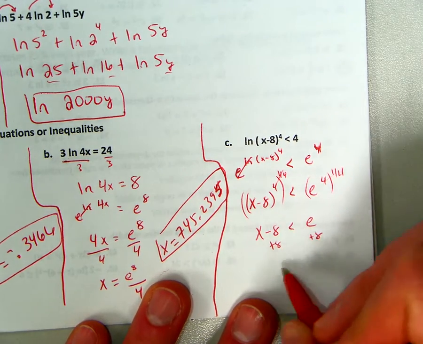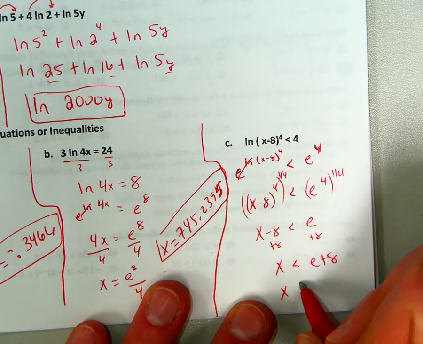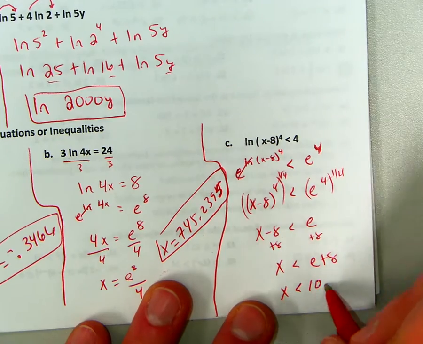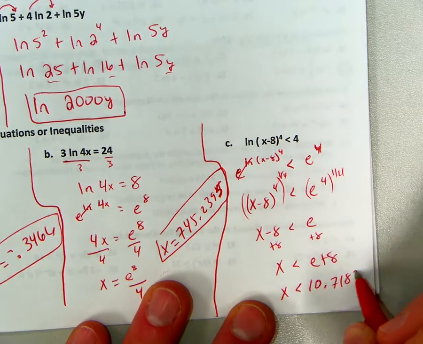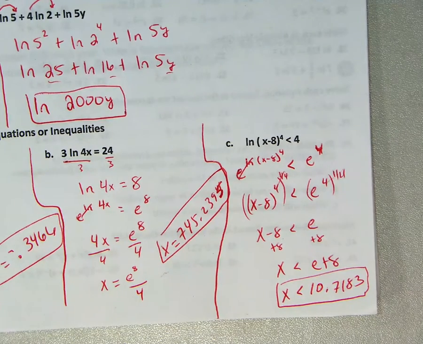Add 8 over, and you have x is less than e plus 8, which means x is less than 10.7183. Kind of cool how it does that. I think that's pretty neat.